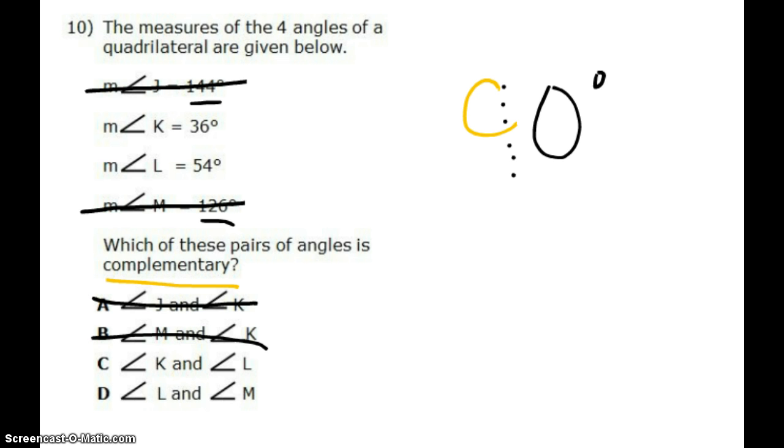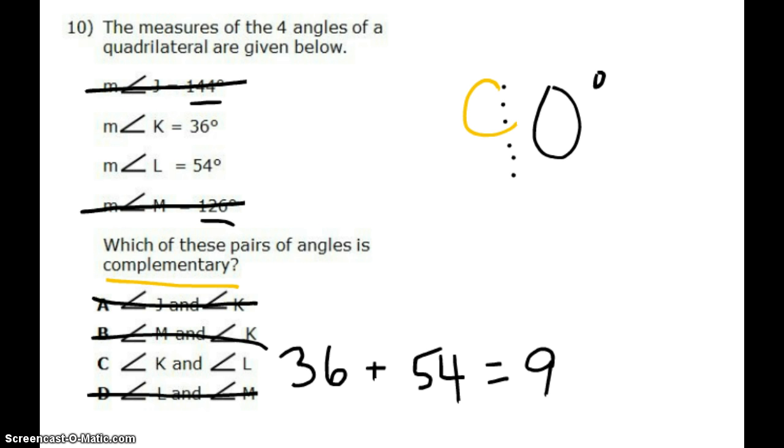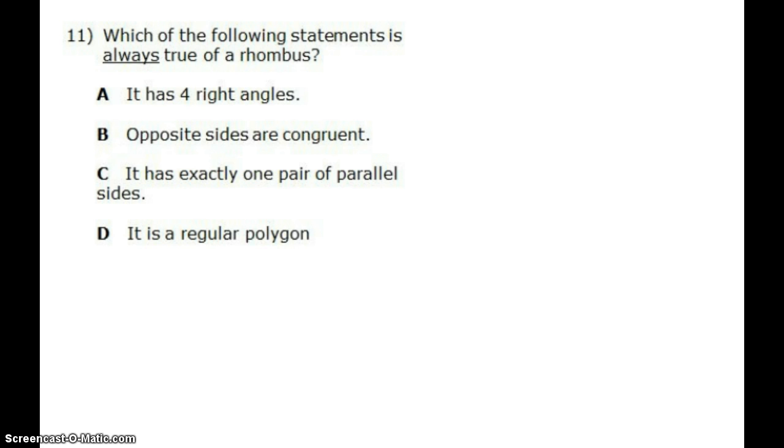Well, that makes that problem pretty darn easy. K and L. So let's add 36, which is the measure of angle K, plus 54. And what is my sum? 90 degrees. So J and K are my complementary angles.